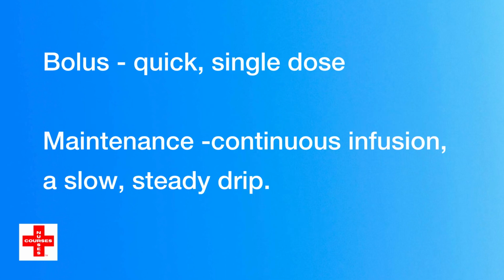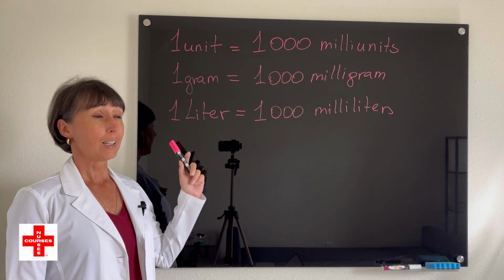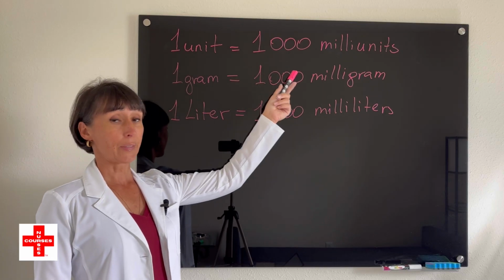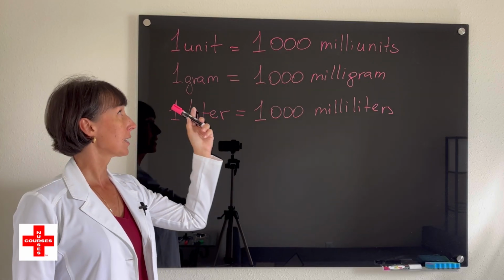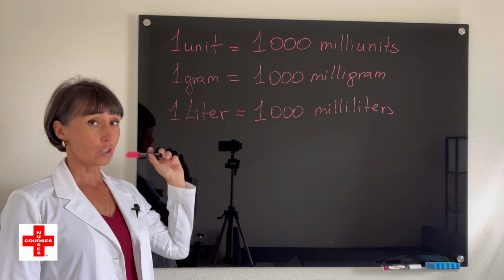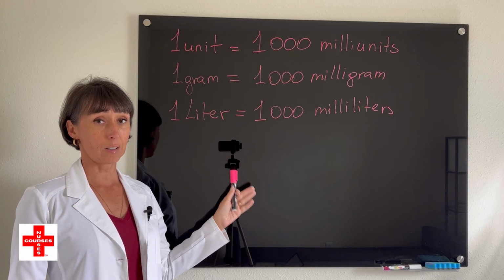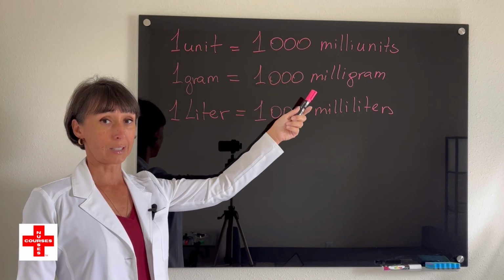Sometimes your order will have multiple components. For example, you will have to administer a bolus of medication followed by a maintenance dose that goes continuously for several hours. Let's not be intimidated by milliunits. 1 unit equals 1000 milliunits, just like 1 gram equals 1000 milligrams, and just like 1 liter equals 1000 milliliters. There's nothing complicated about milliunits.